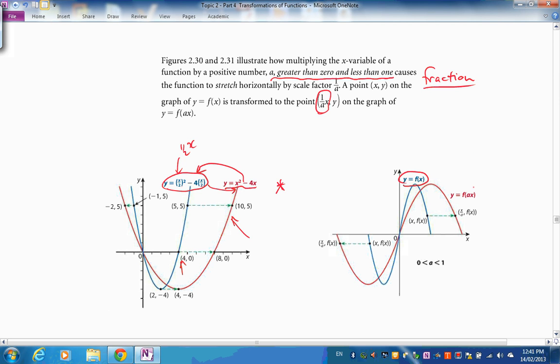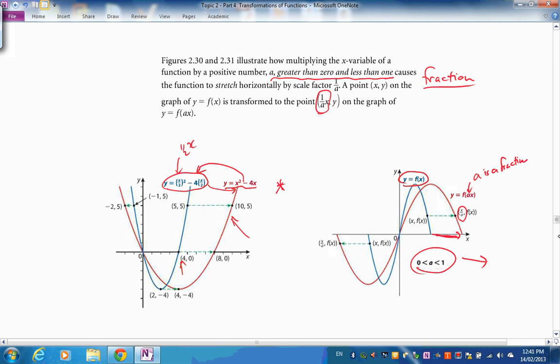If you have any function and you put ax in there and a is a fraction, it's going to stretch it by a scale factor of a. So this is moving out to there. A fraction in front of x actually is going to move the function out further. It's going to be x on a, but that's a bigger number because a is a fraction, and it's going to go out there. So if you have a fraction, it's going to stretch it in the x direction.